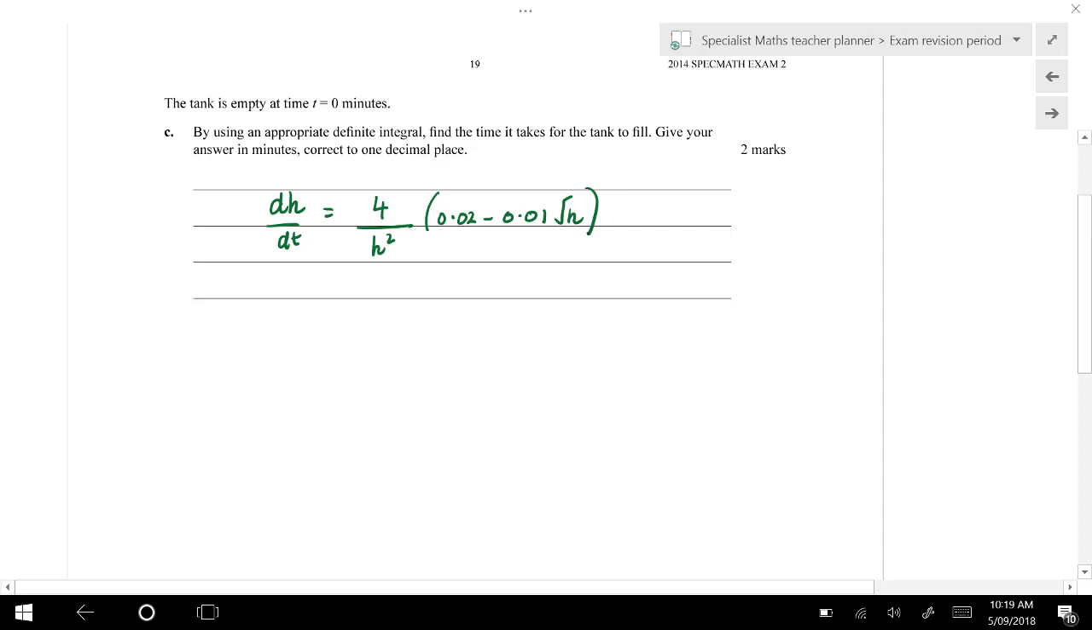Now, if you think about it, if I flip this around, that will give me the time, because it's asking us to find the time. So what we can say is we've got a differential equation dT/dH, and if I flip that around, that's going to give me that 0.02 minus 0.01 root h.